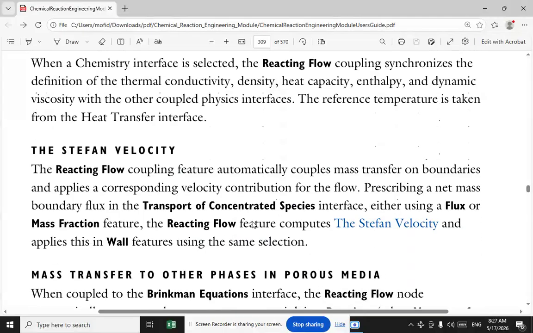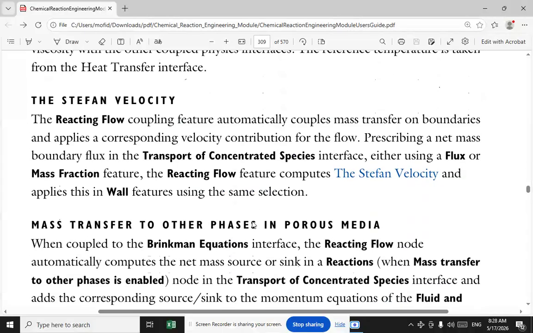When a chemistry interface is selected, the reacting fluid coupling synchronizes the definition of the thermal conductivity, density, heat capacity, enthalpy, and dynamic viscosity with the other coupled physics interfaces. The reference temperature is taken from the heat transfer interface.